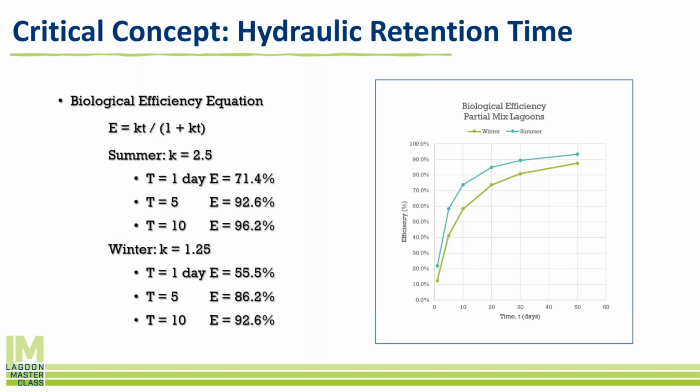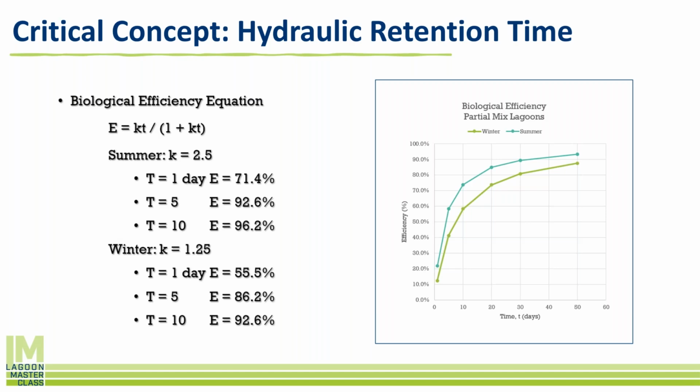So we have a biological efficiency equation on the left, and what we know is how efficient any given wastewater cell is. And this is an individual cell, not the plant as a whole. It is relative to the kinetic rate, K, which is how fast the bacteria are eating. Are they eating slow or are they eating fast? And they eat faster in the summer because it's warmer, and they eat slower in the winter because it's colder. And then there's the kinetic rate's relationship with time.